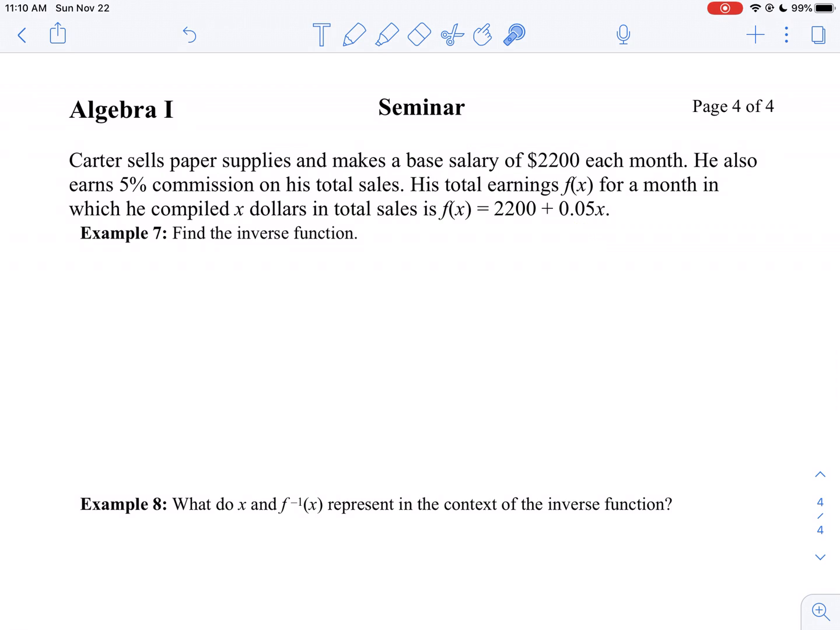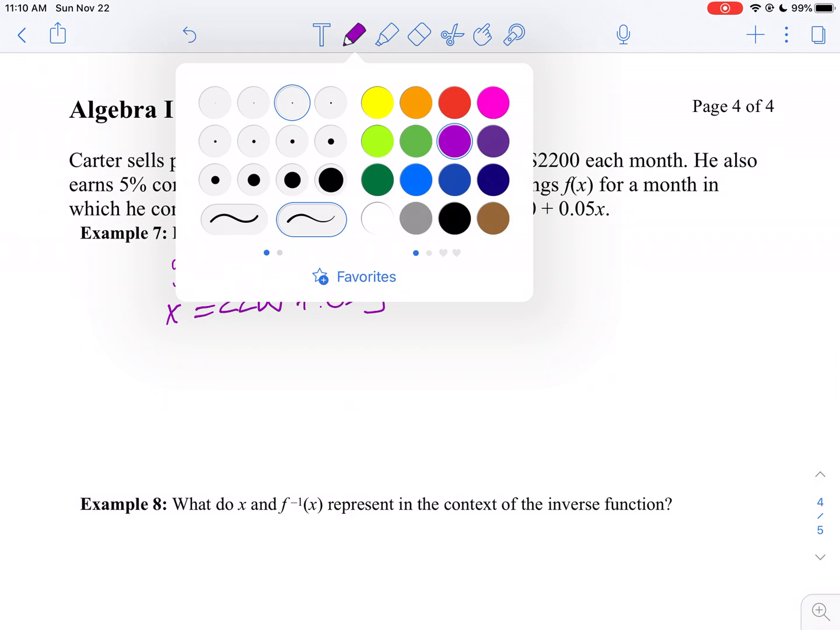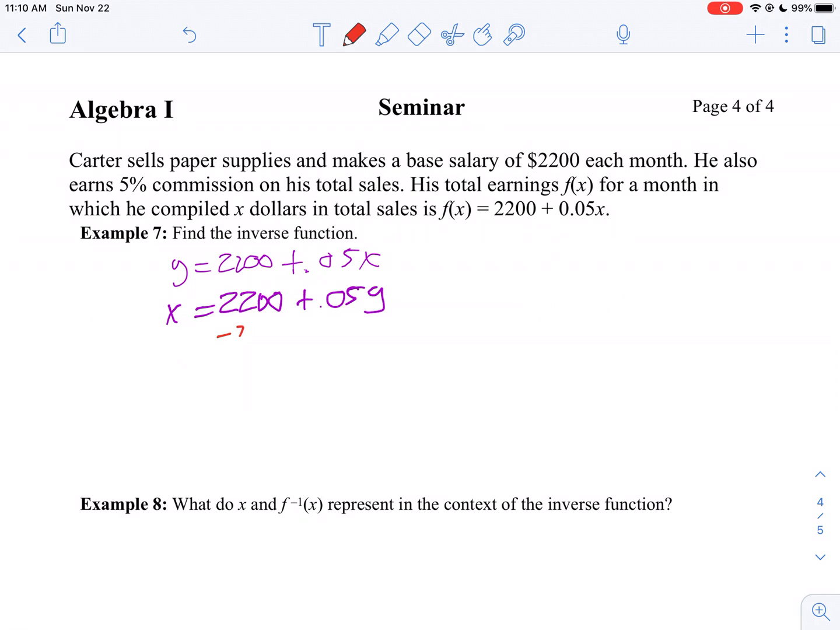So I'm going to write the inverse of this one. So first, instead of writing f of x, I'm going to write y. So y equals 2,200 plus 0.05x. Let's flip the x's and y's around. So we get x equals 2,200 plus 0.05y. Now let's minus 2,200 from both sides because you want to get y by itself.